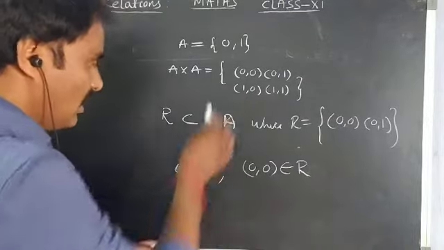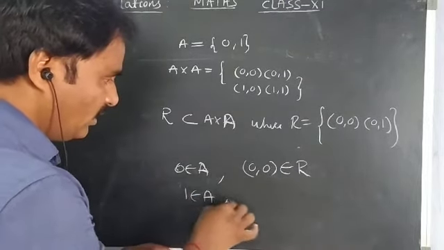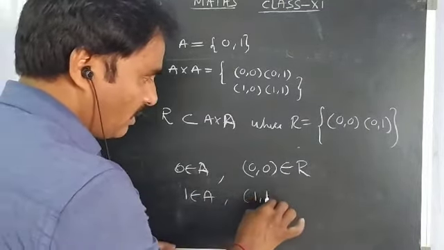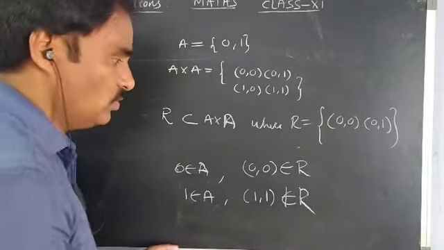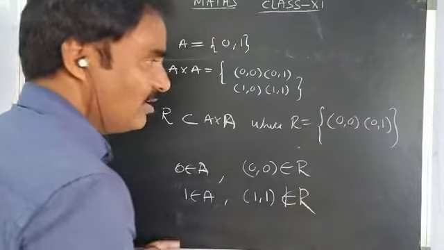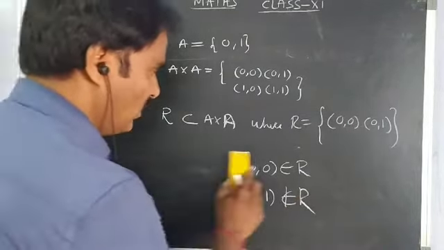Yes, it belongs to R. Again, taking 1, 1 belongs to A. I am making the ordered pair 1, 1. Does it belong to R? No, it does not belong to R. If 1, 1 belongs to R, then it will be reflexive. Now 1, 1 is not there in R, so it is not reflexive.